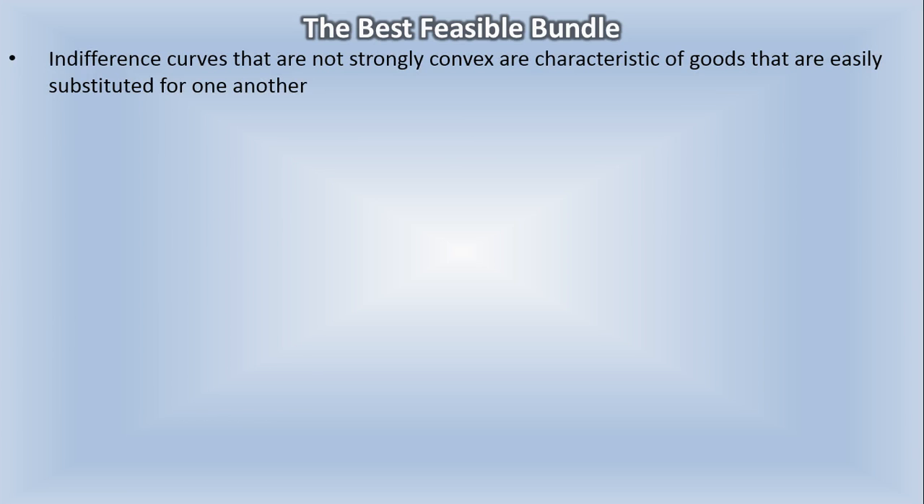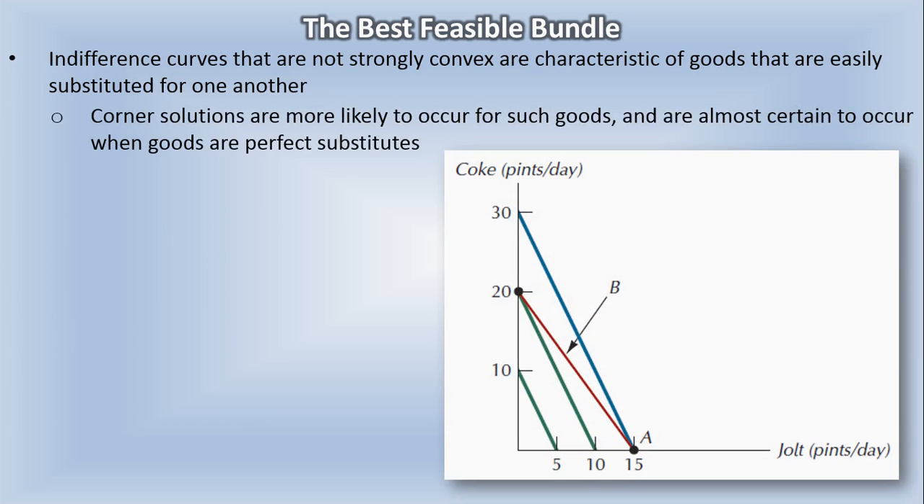All right, so indifference curves that are not strongly convex, like the one we saw, are characteristics of goods that are easily substituted for one another. Corner solutions are more likely to occur for such goods, and are almost certain to occur when goods are perfect substitutes. So when they are perfect substitutes, you're going to have straight lines for the indifference curves. And whenever that happens, you are always going to have a corner solution. In this case, the corner solution is going to be this one here.